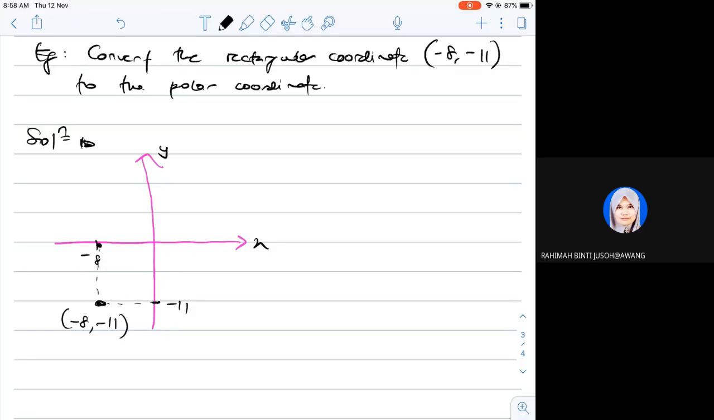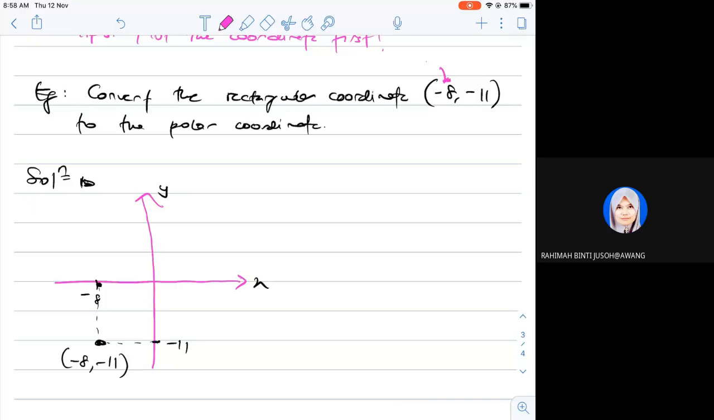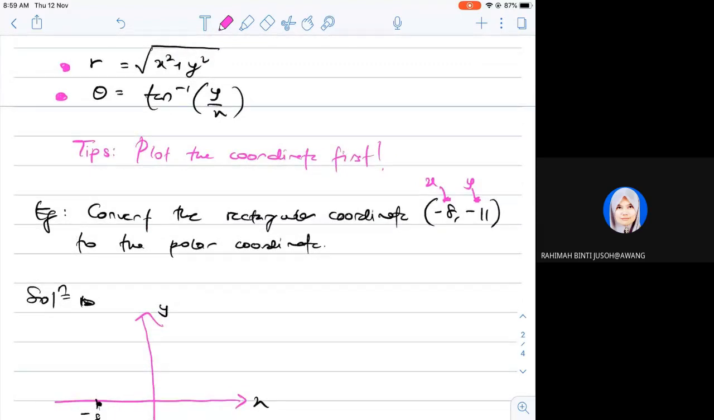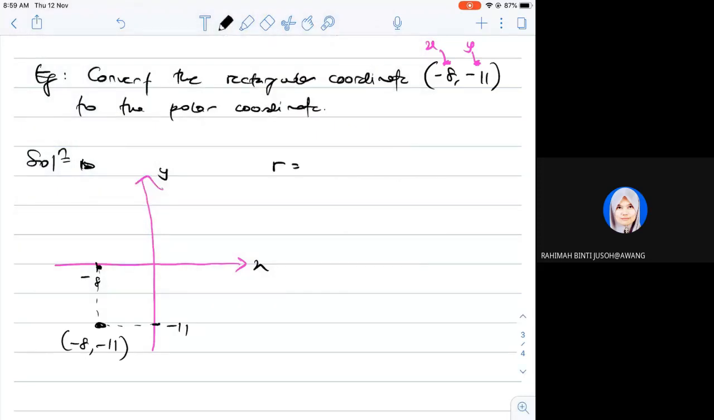Okay, now let us find the value of r and theta. Basically this is your x and this is your y. The formula is r equals the square root of x squared plus y squared. So we just substitute into the formula: r equals the square root of -8 squared plus -11 squared. So we should get 11 squared plus 8 squared, which is the square root of 185.